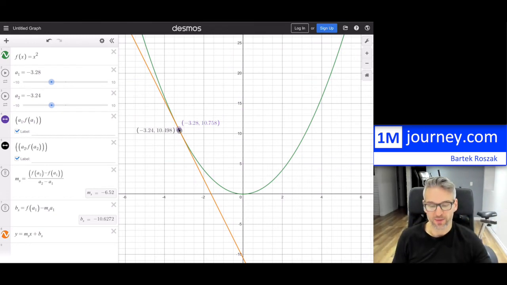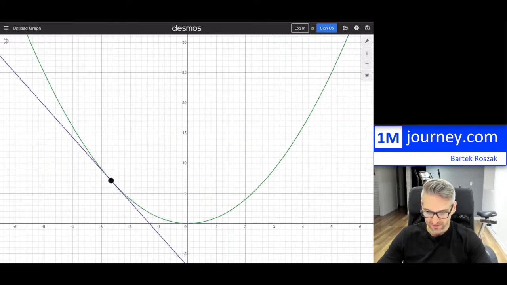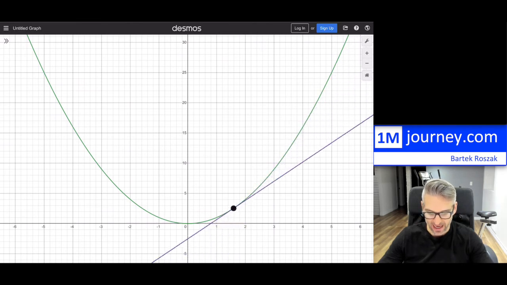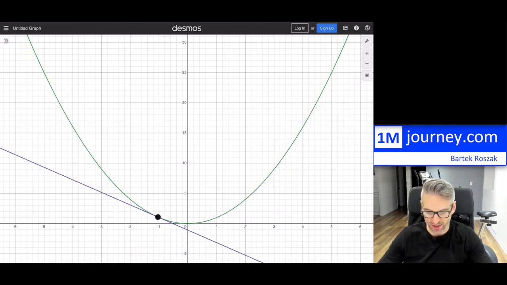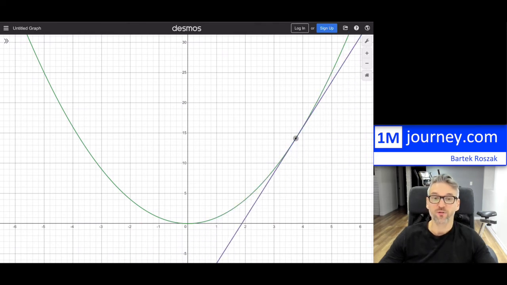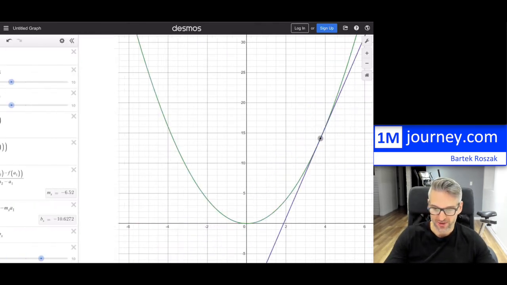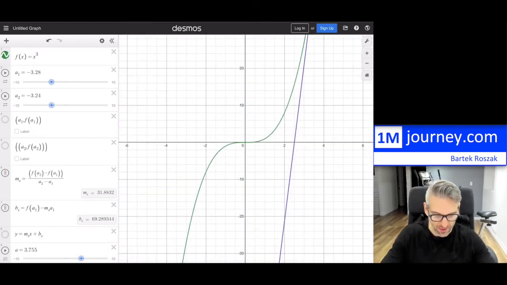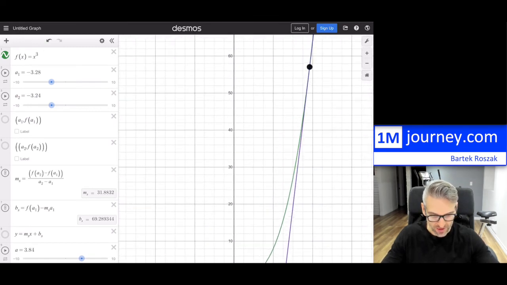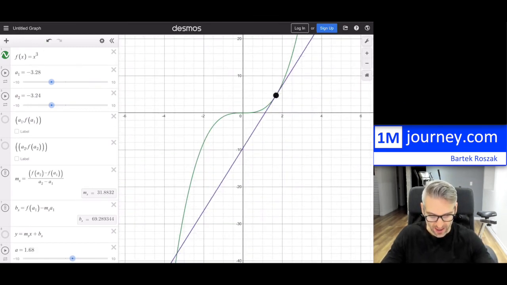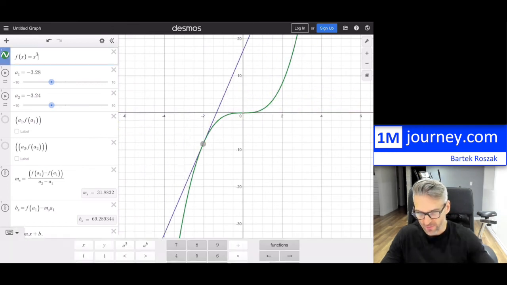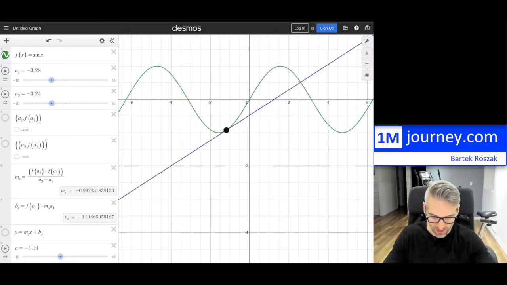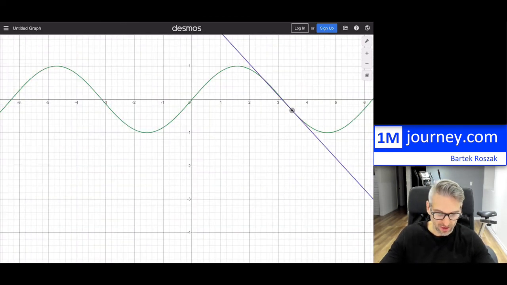So we want to be able to do this. We want to be able to find this tangent at any point we like. We want to find the rate of change at any point for any function. So not just for x squared, maybe for x cubed. Maybe we want to do that. Notice I can bring this in, and notice I can find this out. Maybe I want to do it for sine functions. Same thing. We want to be able to find these points all the way along.